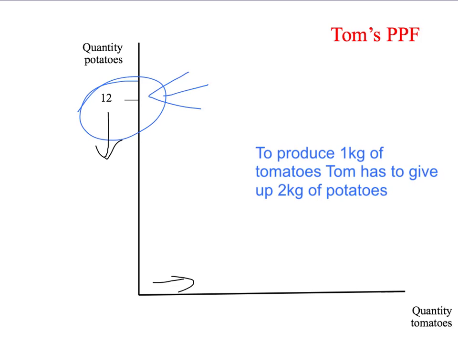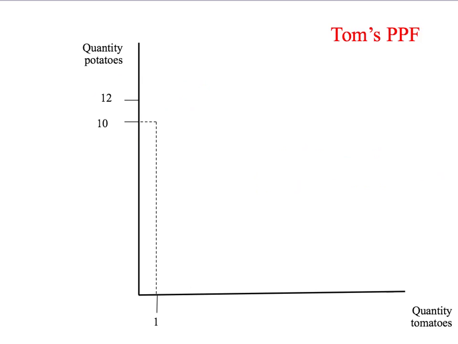So it's possible for Tom, in his 48 hours, to produce 10 kilograms of potatoes and 1 kilogram of tomatoes. How do we show that in our diagram? That is just our point up here, where you have 10 kilograms of potatoes and you've got the 1 kilogram of tomatoes. So this point, or this bundle of goods, is another point on Tom's Production Possibilities Frontier. He can produce that bundle in his 48 hours.